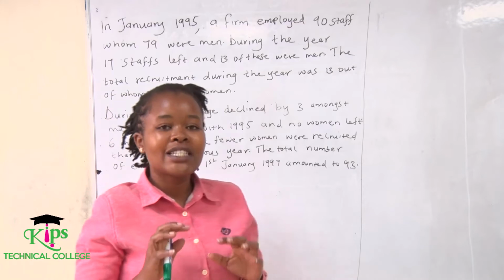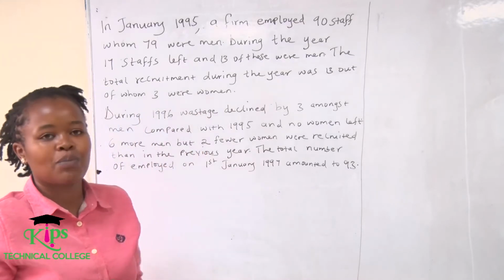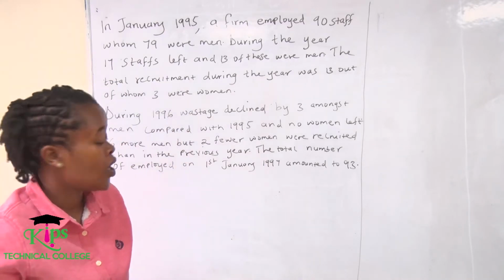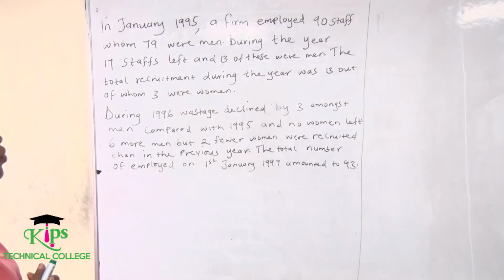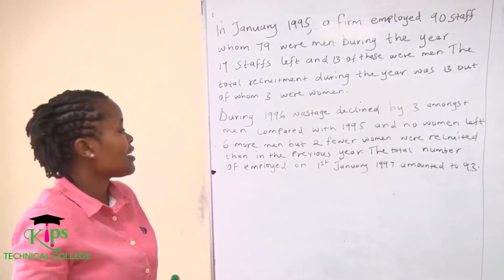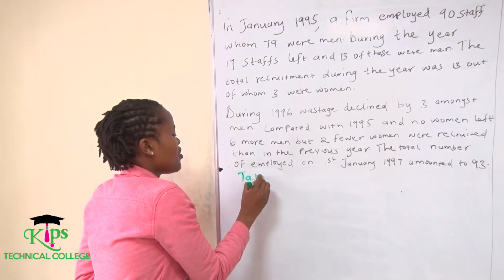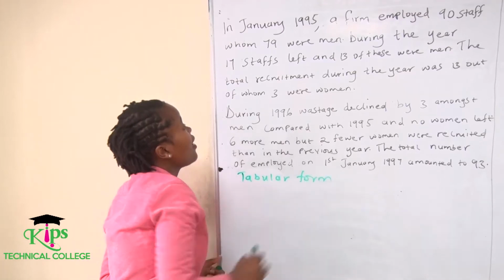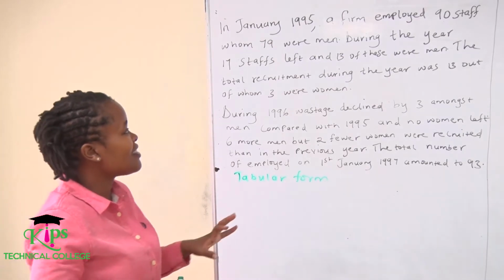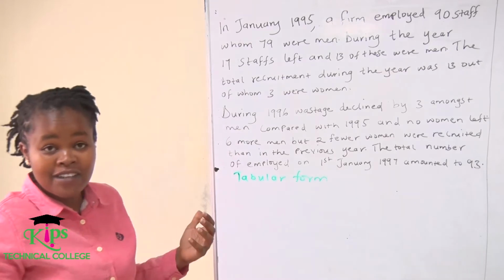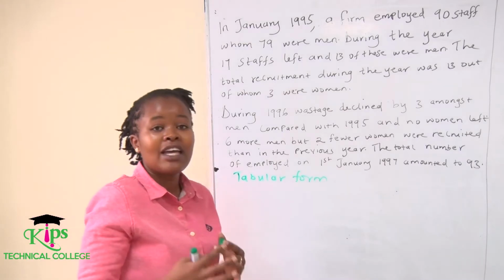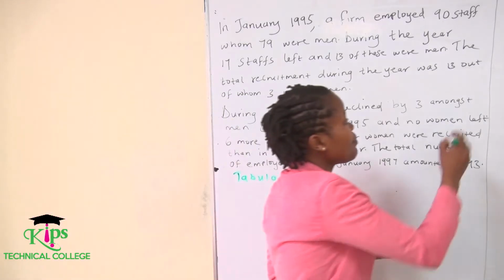So on tabulation, I want us to discuss how you're supposed to come up with a table, because that's all about tabulation. So here I have a question, whereby we're supposed to arrange our information in a tabular form. The key part when you're coming up with a table is that you have to interpret the information given, so that you can know what you are supposed to place in your columns and what you are supposed to place in your rows.